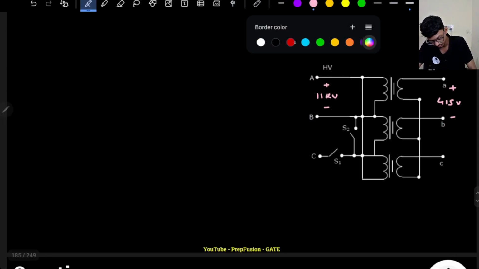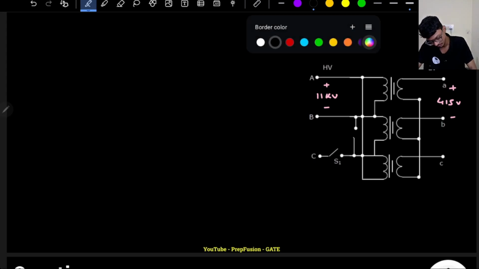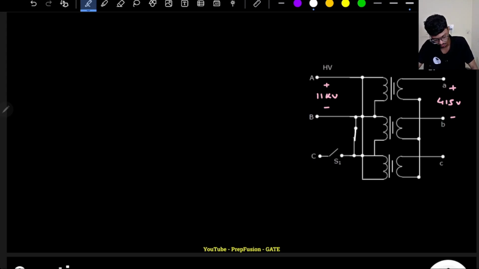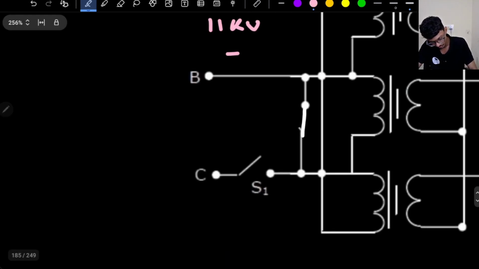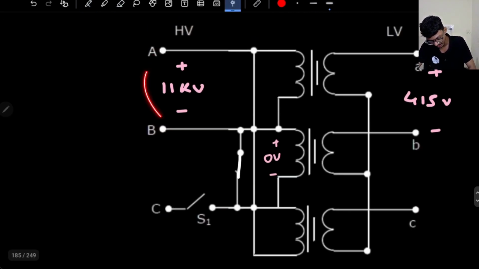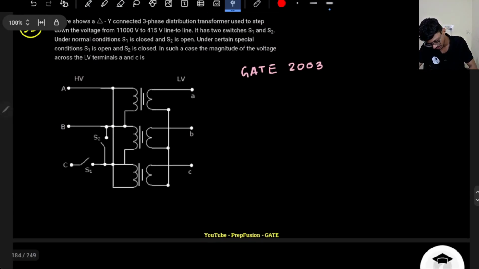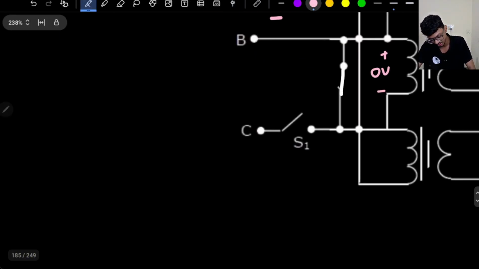So if S2 is closed, it will be closed here, and here zero voltage will come. Here, the voltage is basically plus minus. S1 is anyway open, because they have mentioned that under certain special conditions S1 is open and S2 is closed. So S1 will be open anyway, and I will just keep it open.